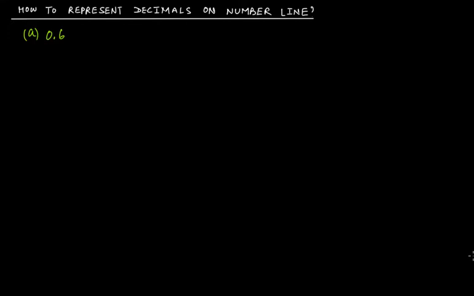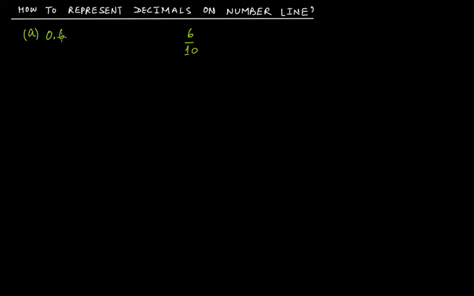Now let's learn how to represent decimals on a number line. If this is a number that is given, 0.6, and we have to represent this decimal on a number line, what does 0.6 tell? 0.6 tells us that we have 0 at the ones place, and then we have 6 tenth of something.